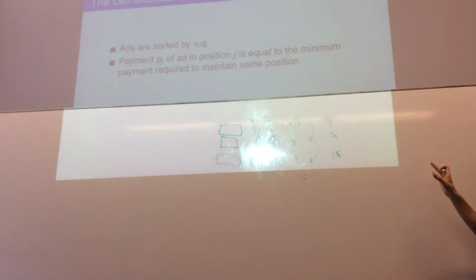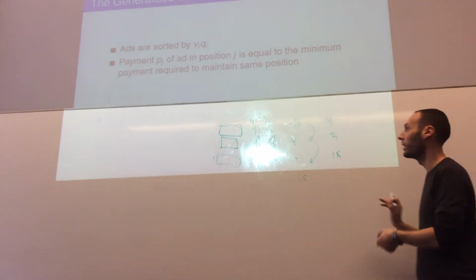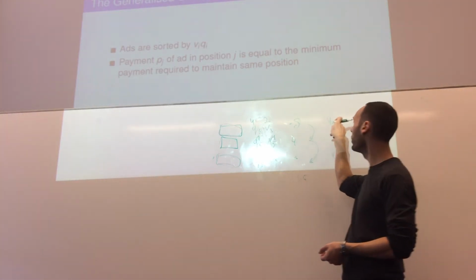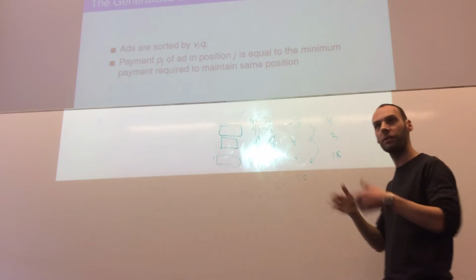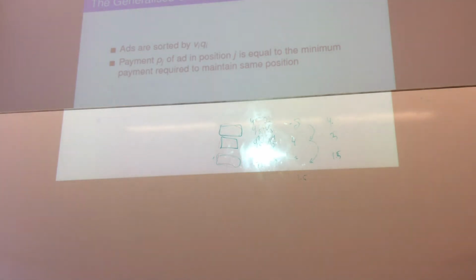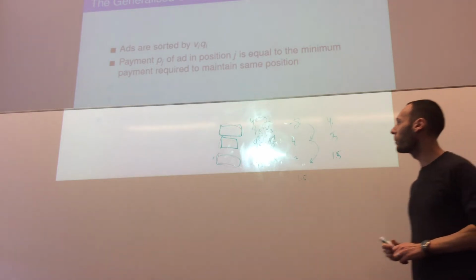So notice that it is pay per click, right? You're paying this 4 only when you're clicked, but your value given the click is only 2. Okay? So this is not good. This is no longer individually rational in this case. So how can we fix that?